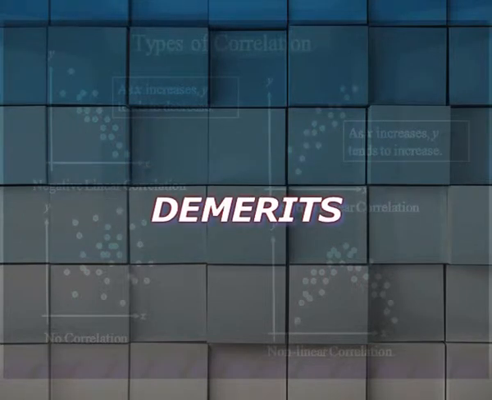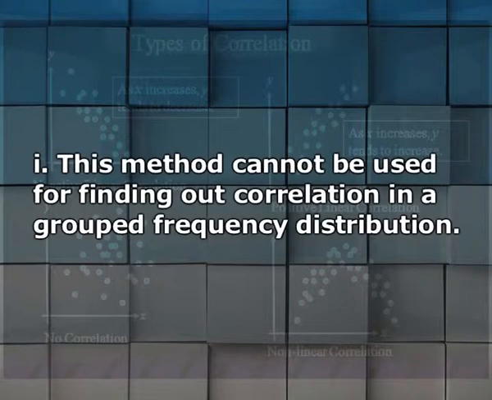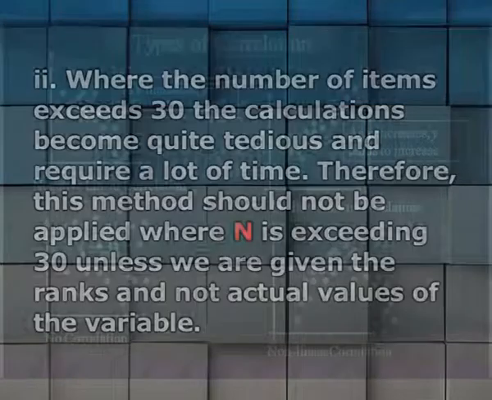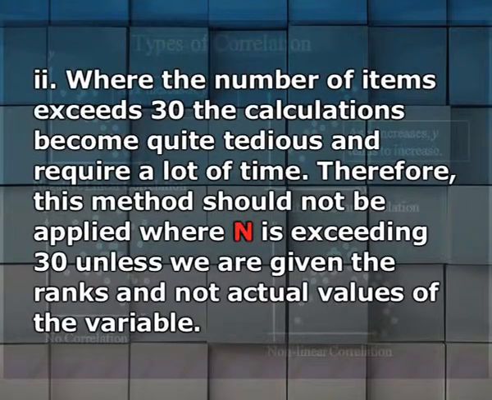Now let's see a few of the demerits. The first one, this method cannot be used for finding out correlation in a grouped frequency distribution. Second one, where the number of items exceeds 30, the calculation becomes quite tedious and requires a lot of time. Therefore, this method should not be applied where capital N exceeds 30 unless we are given the ranks and not actual values of the variables.